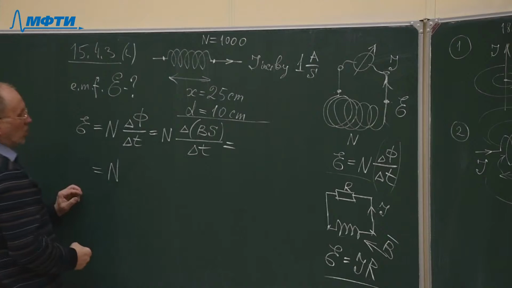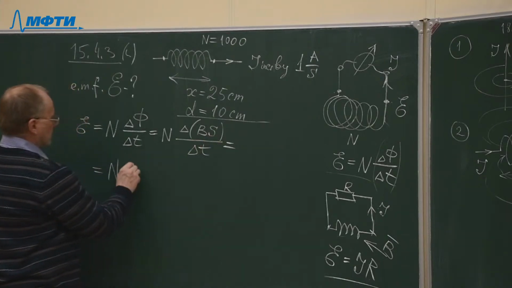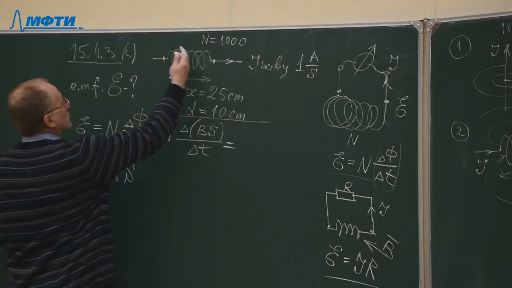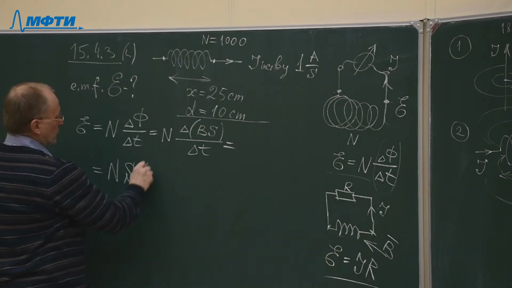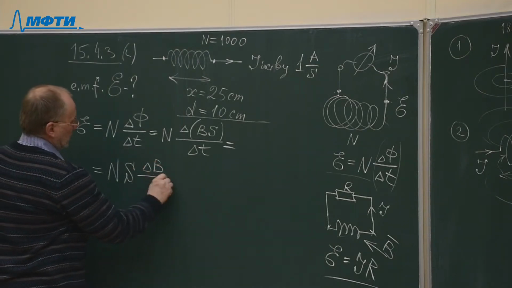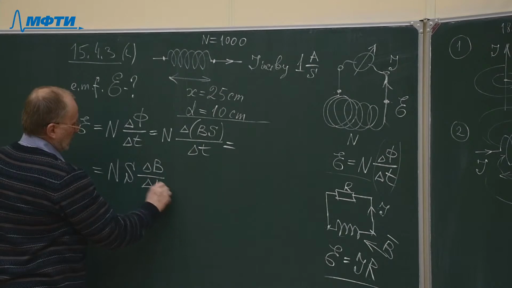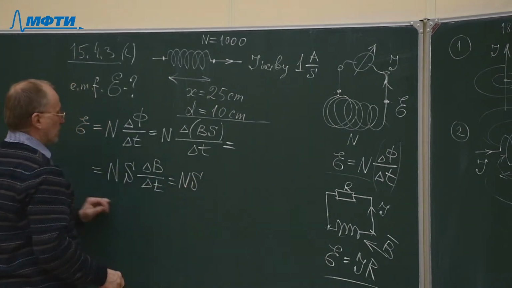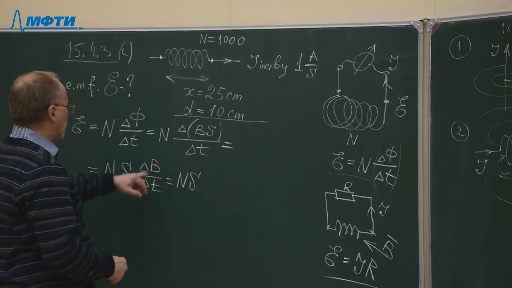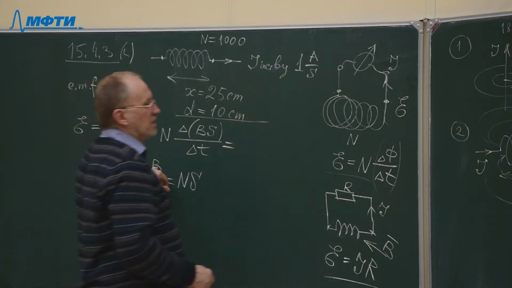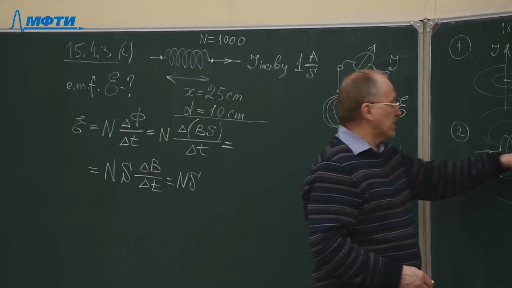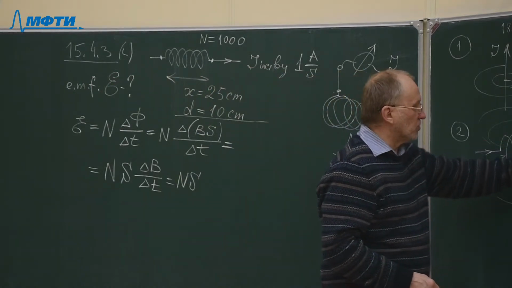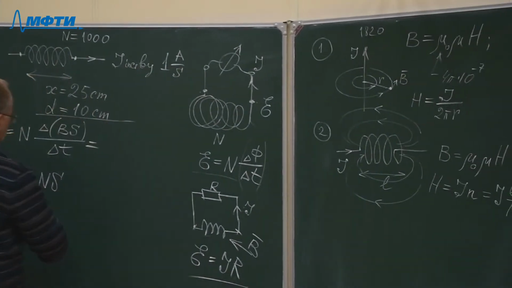Area is constant, it doesn't change, so the area of cross-section of this coil doesn't change, and we have only delta B over delta T. So Ns remains unchanged. And what is B? B is the magnetic induction inside the coil, which is defined by this formula.